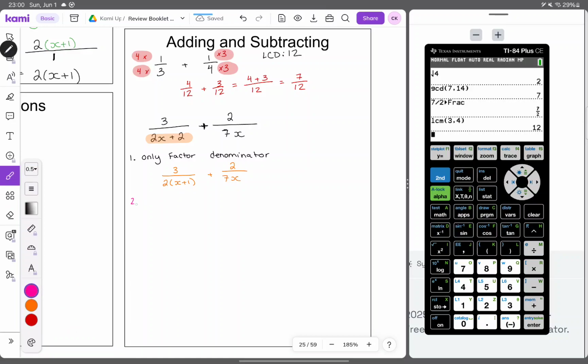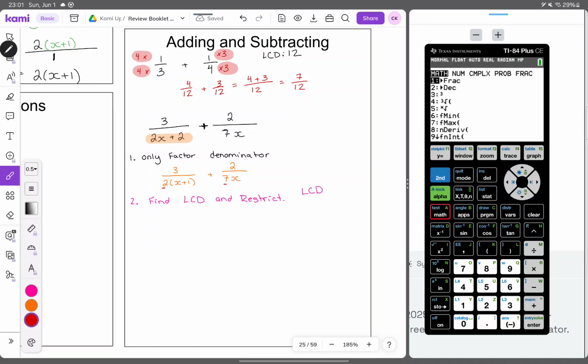Step 2 is we want to find the lowest common denominator, and then we want to restrict. All right, so our lowest common denominator, when we have numbers in both, we need to find the lowest common multiple of those two numbers. So again, we can use our calculator to help with this. Math over to number. I want to find the LCM of 2 and 7. Okay, so my lowest common denominator needs a 14.